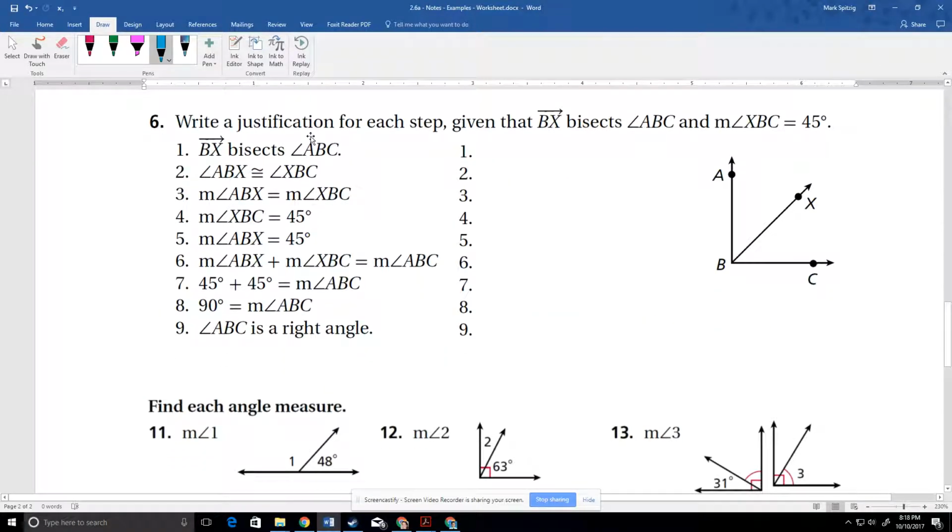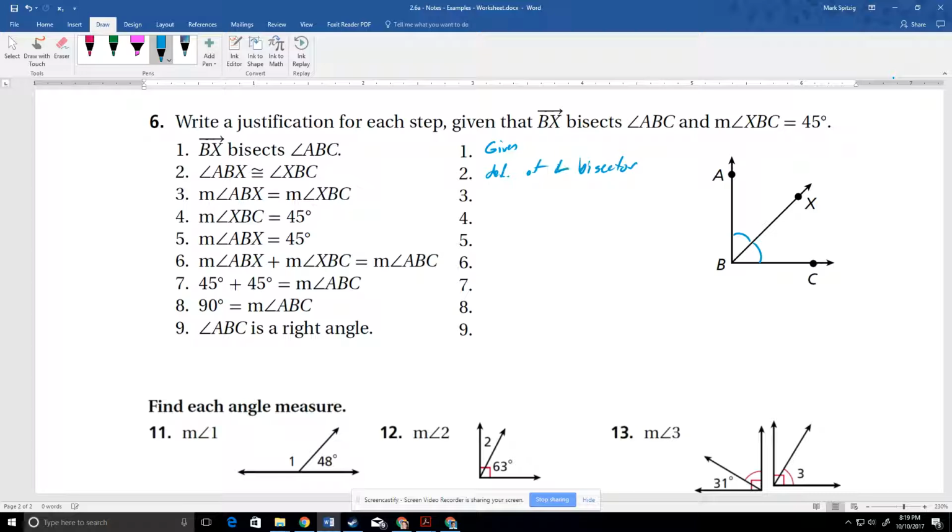All right, write a justification for each step. Okay, so it does say it's given that this ray BX bisects angle ABC, and that angle XBC equals 45 degrees. Well, so far that bisects it. That's a given. Well, what do we know about when a segment bisects an angle? Well, we get two congruent angles, right? That's what bisector means. So right here, it's telling me that because we know that it bisects, now the next step is this is congruent to this. Angle ABX and angle XBC are congruent. Well, that's just the definition of an angle bisector.